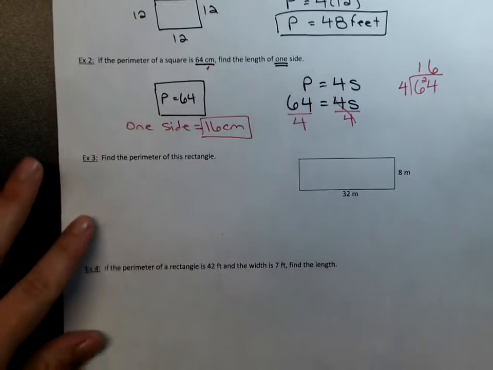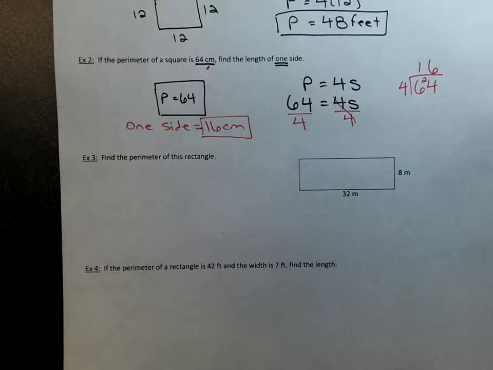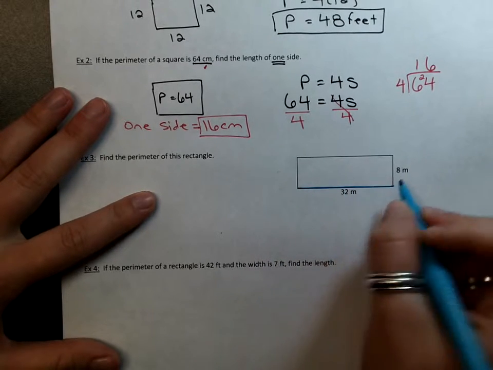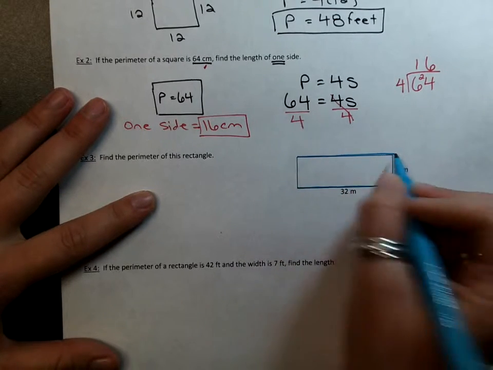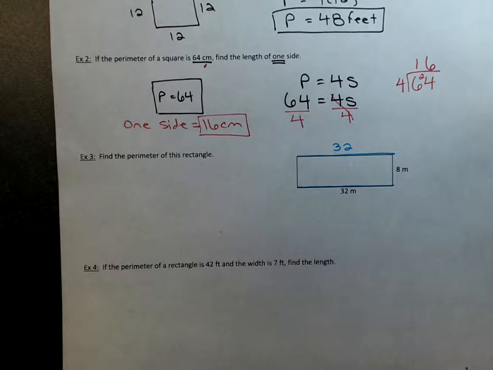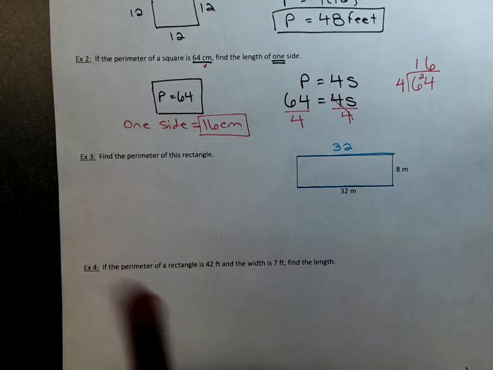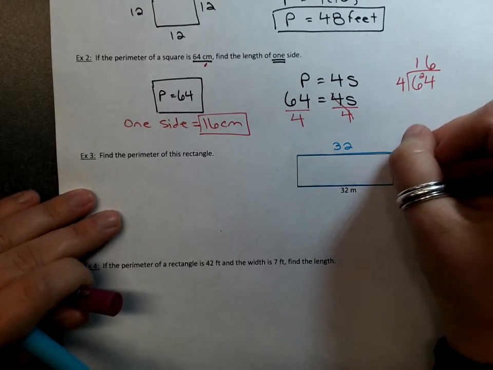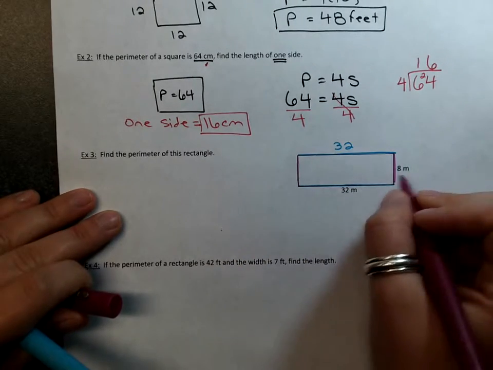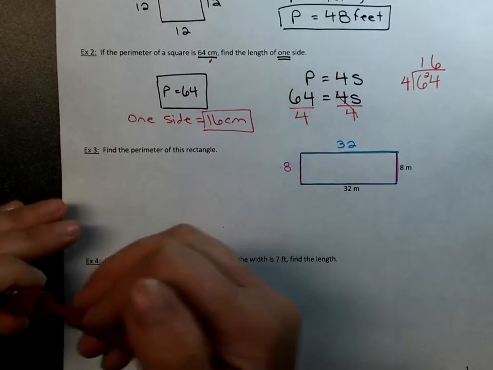Alright, the next question. Find the perimeter of this rectangle. So you have the length, which is generally the longer side. So if the bottom's 32, the top's 32. And you have what they call the width, which is generally the shorter sides. Here's a width, here's a width. If this side is 8, this side is 8.